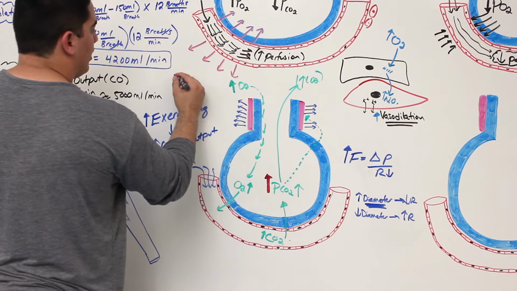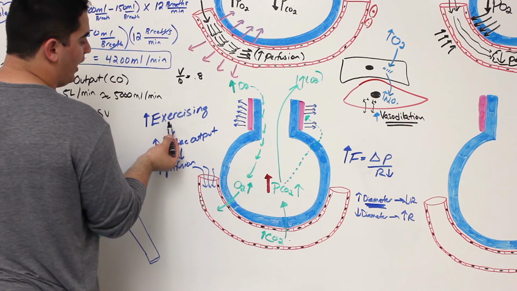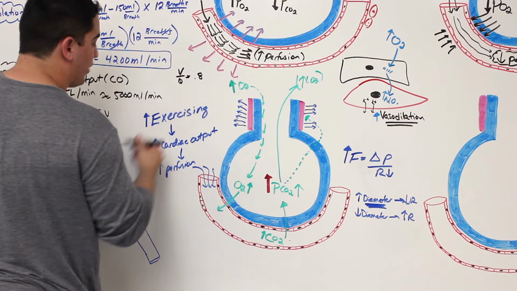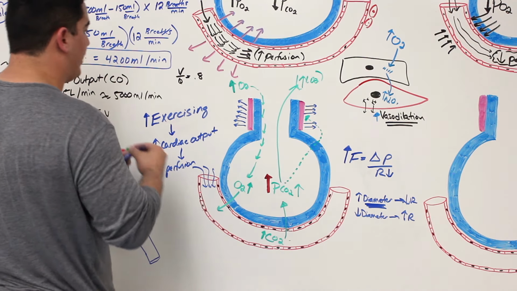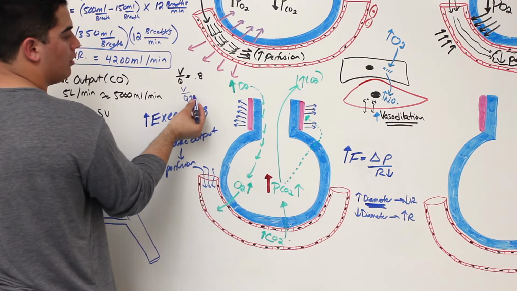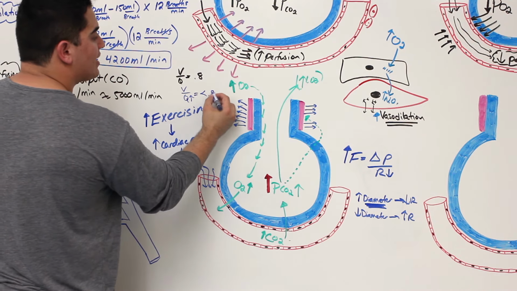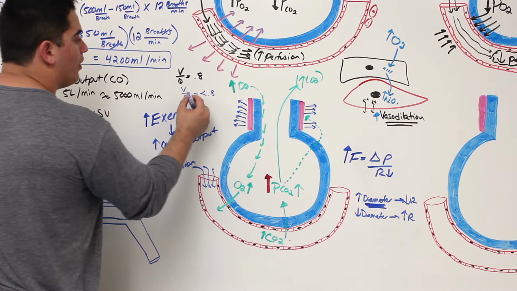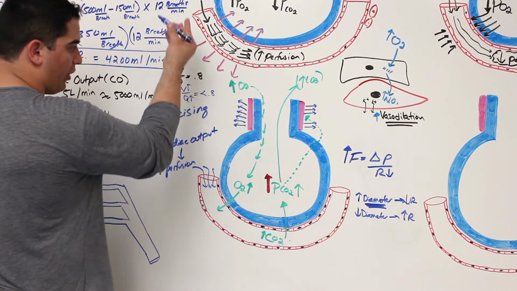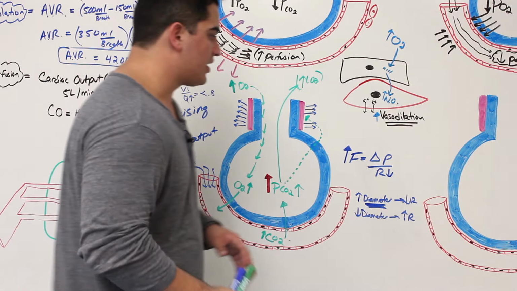If we say the formula is V over Q and it's equal to 0.8, and you increase your perfusion, so you increase Q. So now whenever you increase Q, what happens to your actual ratio then? Well, this whole number is going to get smaller. So it's going to be less than 0.8. Well, what do I got to do? I have to increase my ventilation so that I can bring it back to normal. I got to match it. Okay? All right, let's go over to this last scenario.